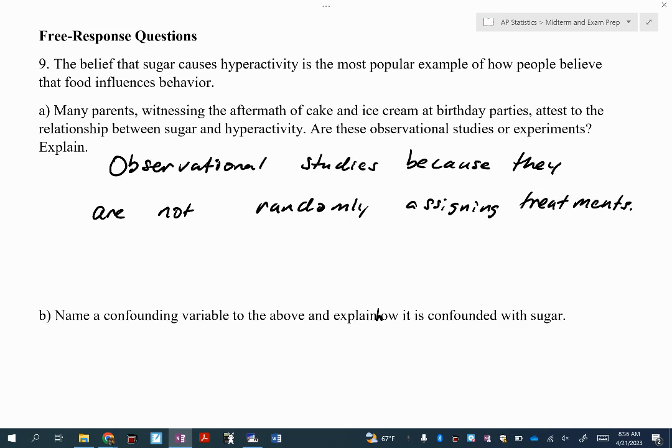What do you guys think? I guess their age. Interesting. Age, yeah. Age could be a confounding variable. That's not the one I was thinking of, based on what it wrote up there. Ooh, interesting. The quantity. These are good thoughts.